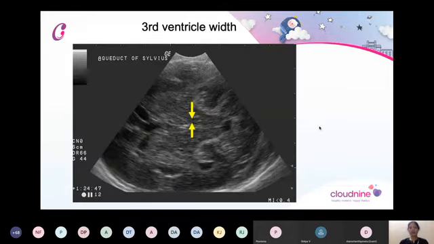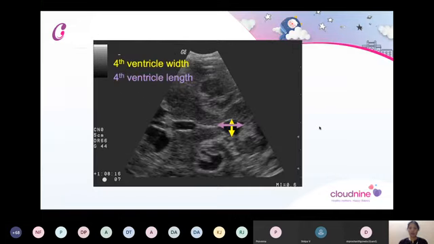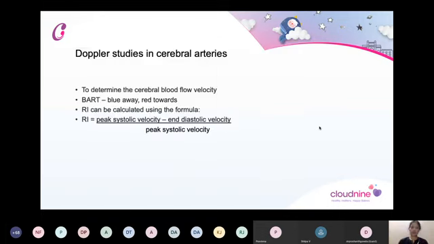The third ventricle width can be measured with these views, and the fourth ventricle width and length also can be measured. This is useful for monitoring when there is hydrocephalus.